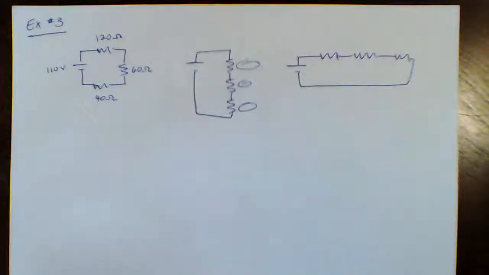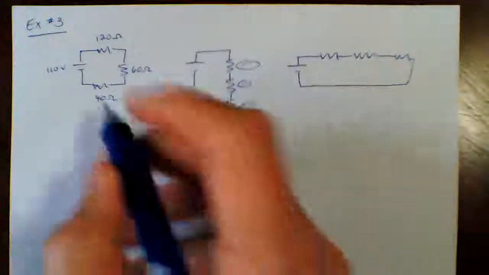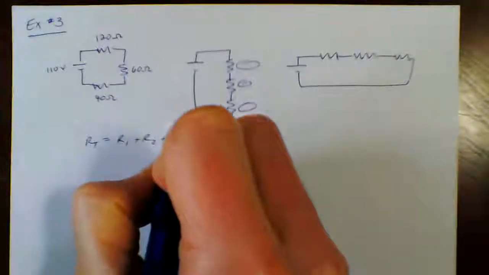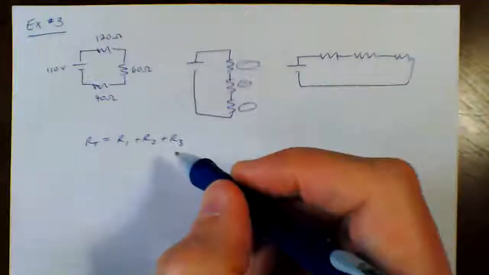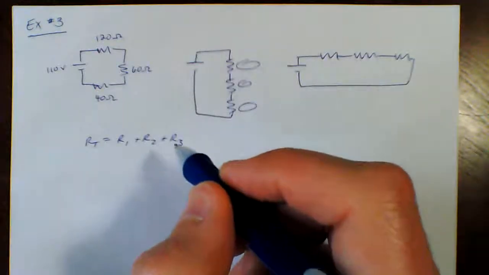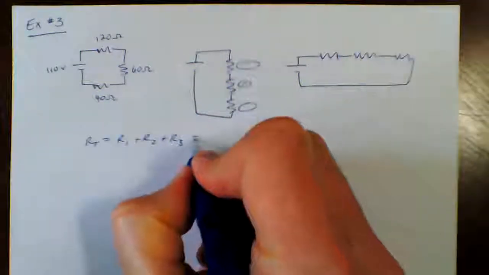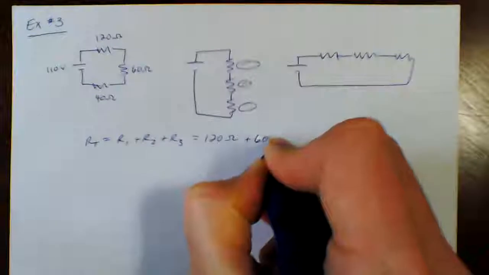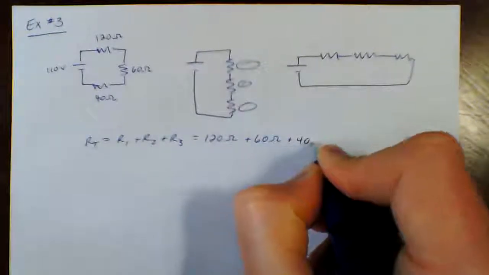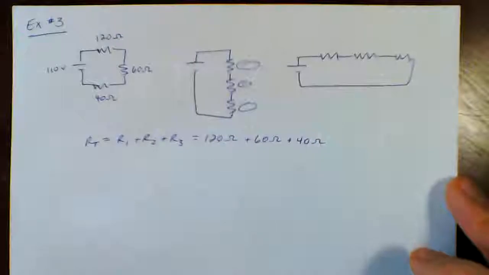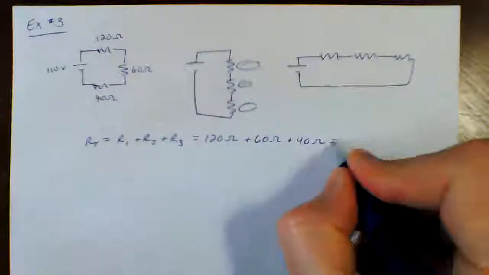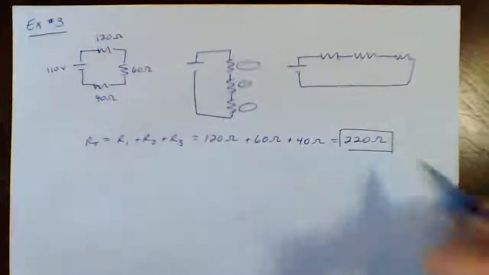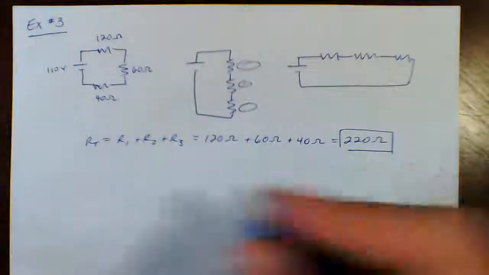Part B says, what is the equivalent resistance of the circuit? Okay, well, we know that RT equals R1 plus R2 plus R3 for a series circuit. All right, so that means that what we're going to do is go ahead and plug everything in there. RT is equal to 120 ohms plus 60 ohms plus 40 ohms, right? 60 plus 40 is 100, so that means our total resistance is going to be 220 ohms.